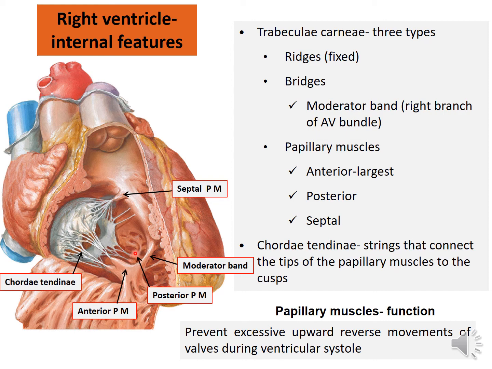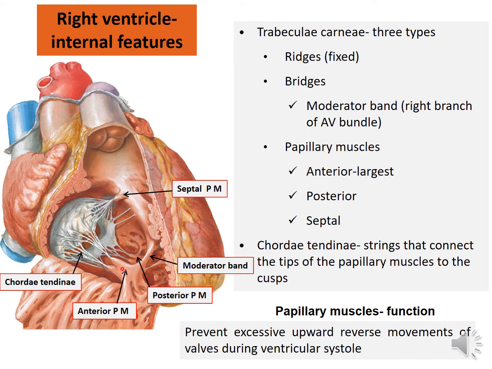you can see some structures which are called bridges. So they will extend from one wall to another wall. So you can see one of the bridges, a very prominent bridge. This prominent bridge here is called moderator band. Within the moderator band you can see the right branch of AV bundle, and also you can see some pillar like structures of cardiac muscle. These pillar like muscles are called papillary muscles.